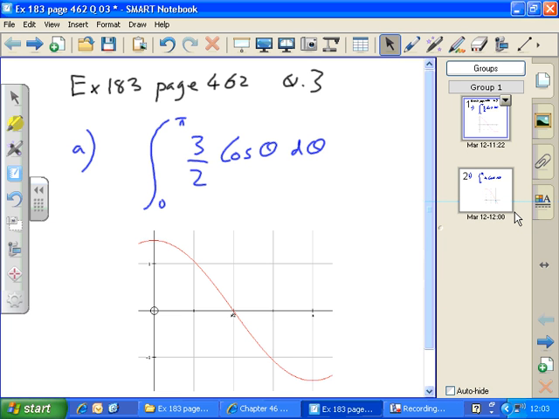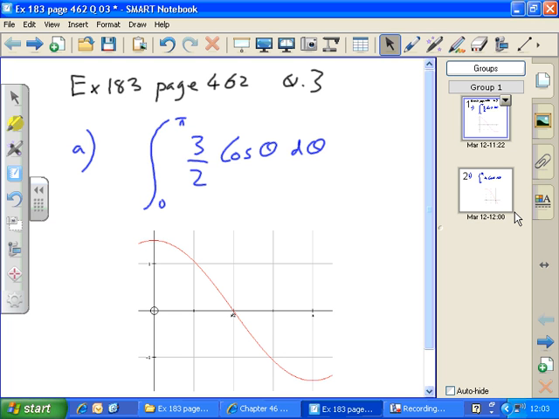Exercise 183, page 462, question number 3, part A. Integrate between 0 and pi the function 3 over 2 cos theta d theta. Notice when we integrate to find the area under the function in this term, the angle theta is always measured in radians, and so it's quite common for limits to be in terms of pi, but not always.